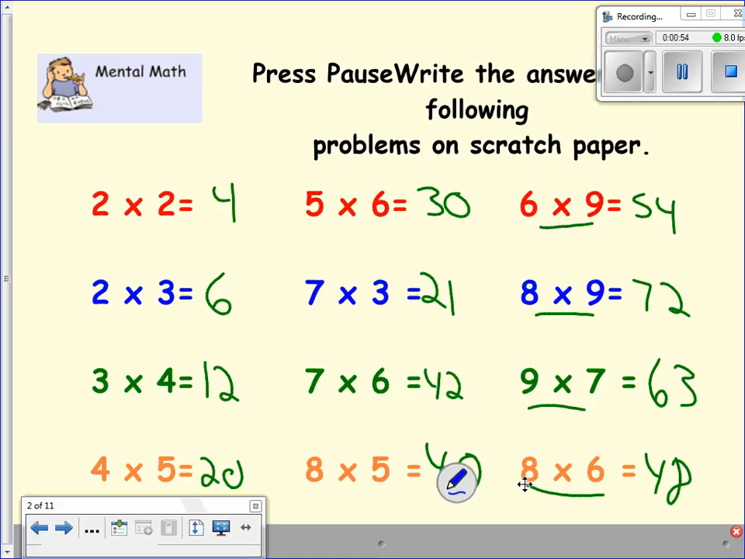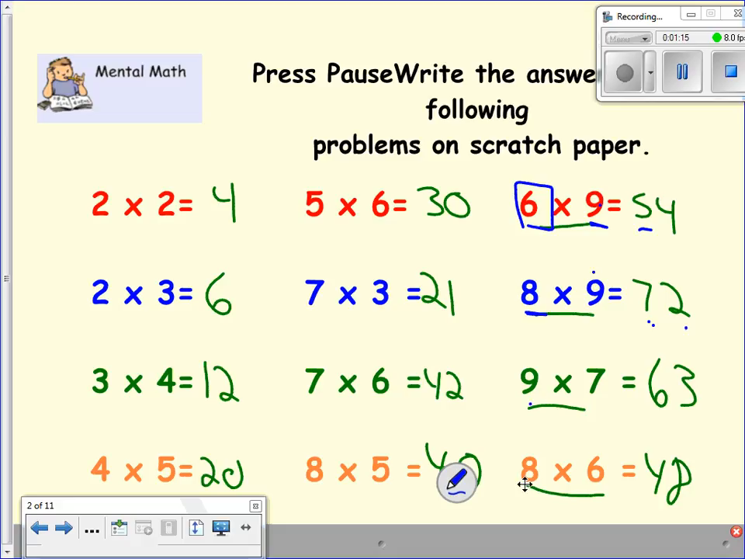Take a look whenever you're multiplying by 9, okay? Take a look at this 6 right here. What's one number less than 6? That's 5. And then 4 plus 5 equals 9. All of the answers when you're multiplying by 9 equal 9. So take a look at this number 8. 7 is 1 less than 8. 7 plus 2 equals 9.